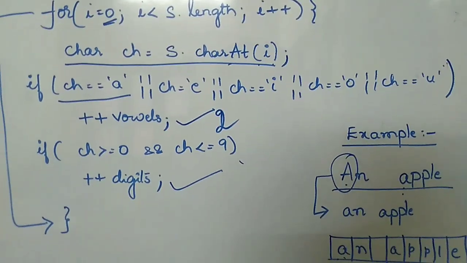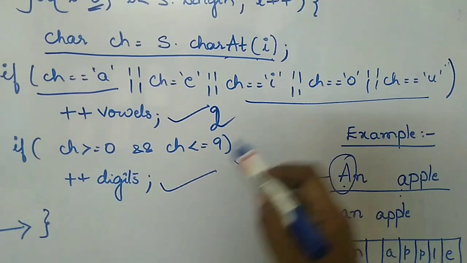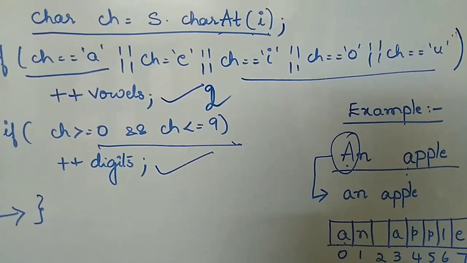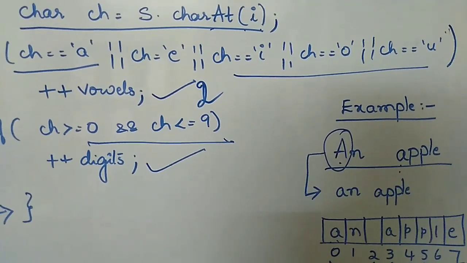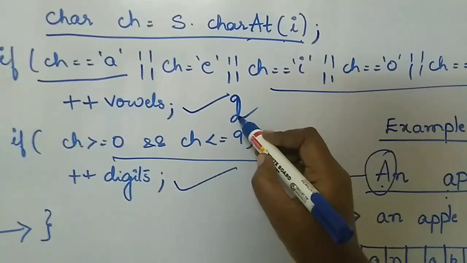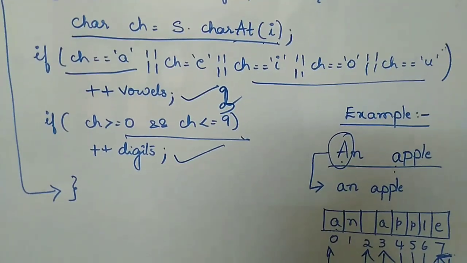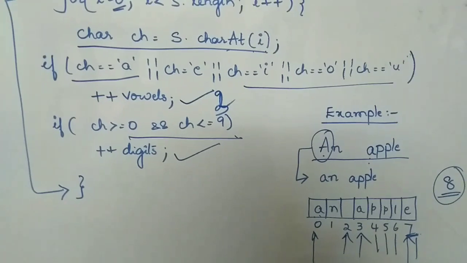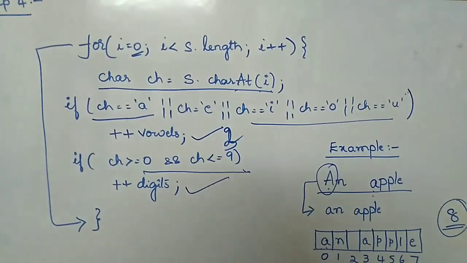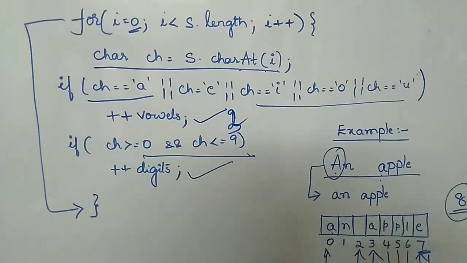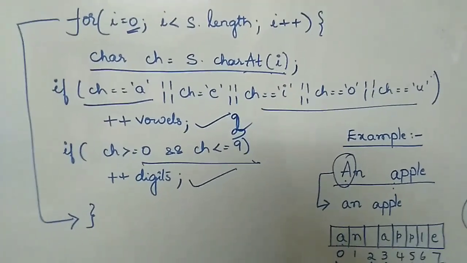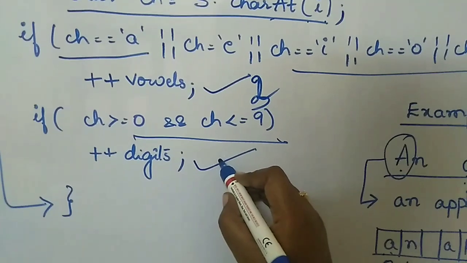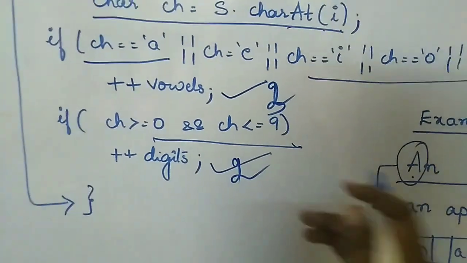Then p is not a vowel, no match in this particular if and no match in this particular if, so there won't be any counter incremented. Likewise for p and l, and for e the counter will increment again. So there are no digits but there are 3 vowels inside this particular string that I have taken. If there are any digits, the digits counter will also get incremented over here. Say I said An apple 7. What happens is the digits counter will get incremented, so 1, and then it becomes 2.